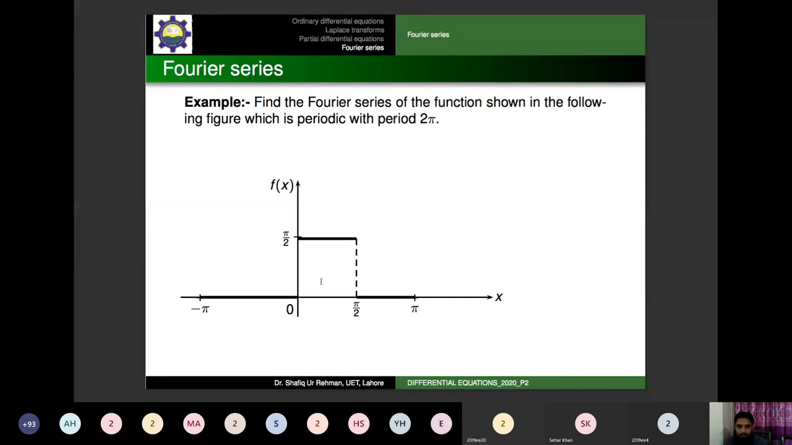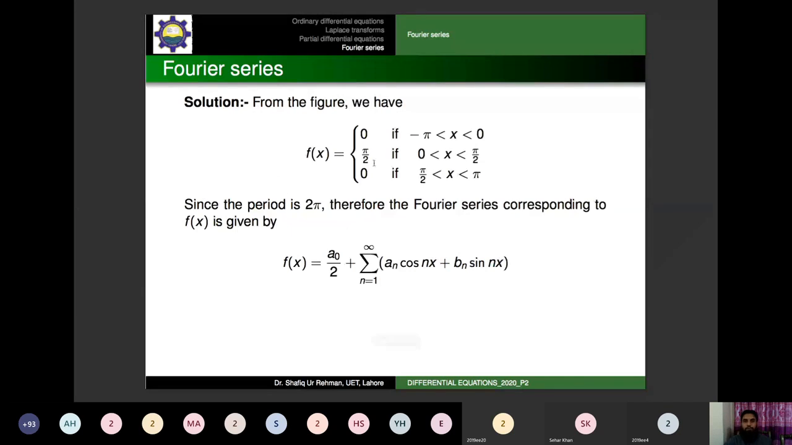The expression of those three pieces: 0, pi by 2, and then 0. If x is greater than minus pi and less than 0, then the second part of the domain was 0 to pi by 2, and the third part pi by 2 to pi. So this is how we have written the expression, the pieces of the function f of x.